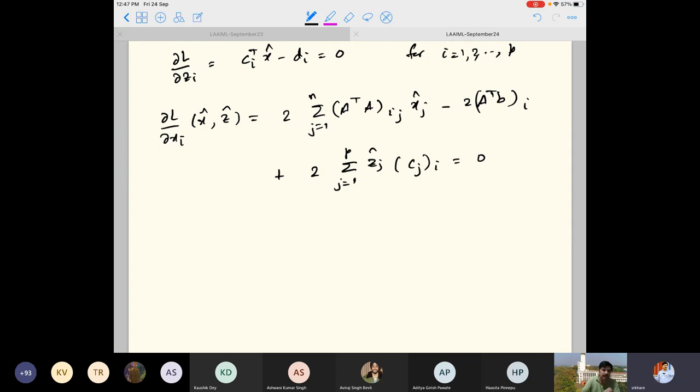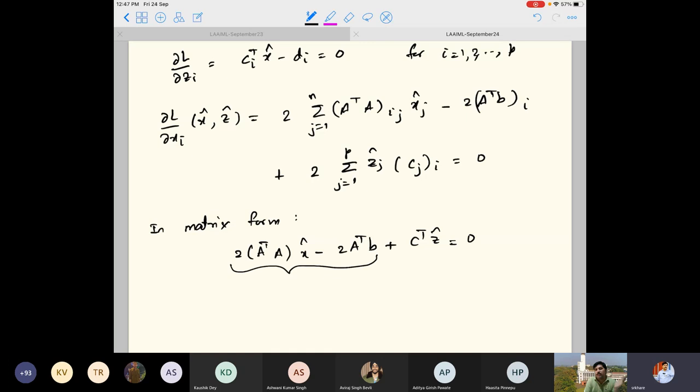So these equations, if you rewrite in matrix form, how will these equations look? In matrix form, these equations look like 2A transpose A x hat minus 2A transpose b plus C transpose z hat is equal to 0. So these equations are giving you more information than what we typically had obtained earlier. If z hat is not there, then this part corresponds to the normal equations that we have already derived, right? So that is that first calculation. And the second term is basically coming out because of the Lagrange multiplier. This is what you are getting.